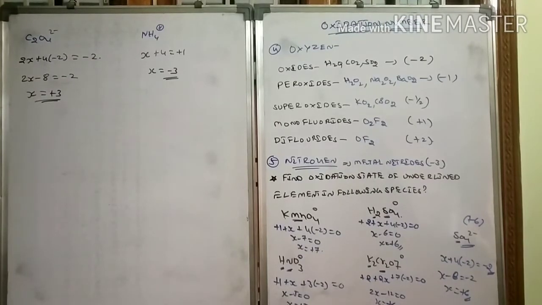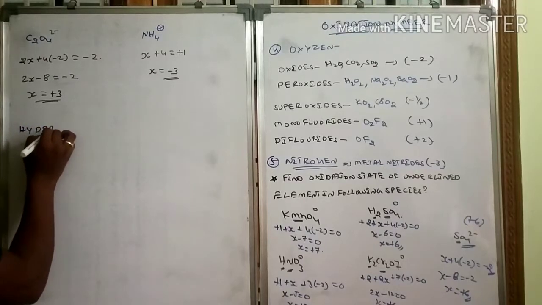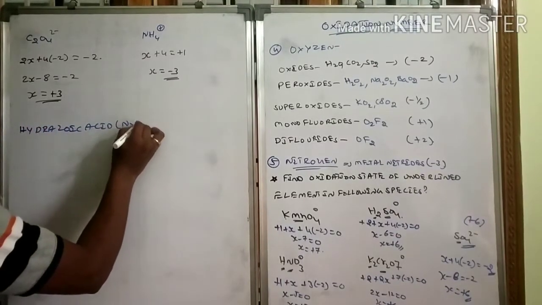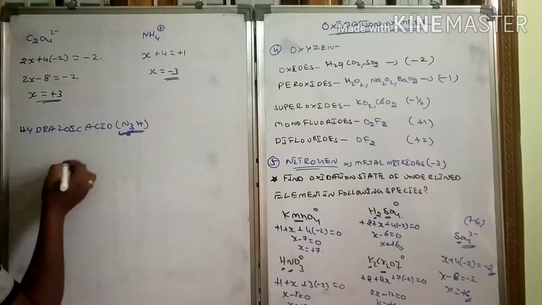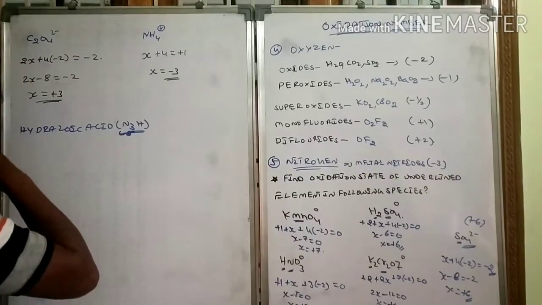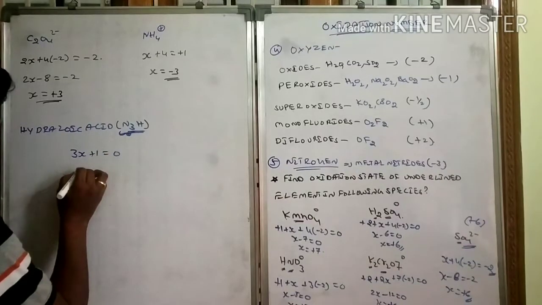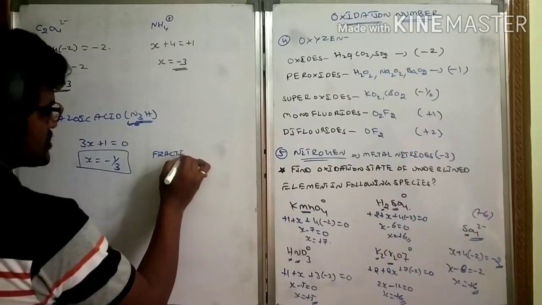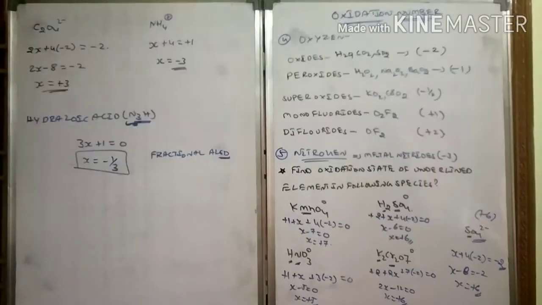And let us say hydrazoic acid. The formula of hydrazoic acid is N3H. In N3H, what is the oxidation state of nitrogen? Listen carefully. In N3H, 3x plus 1 is equal to 0, x will come. So oxidation state can be fractional also. So be careful with this thing.